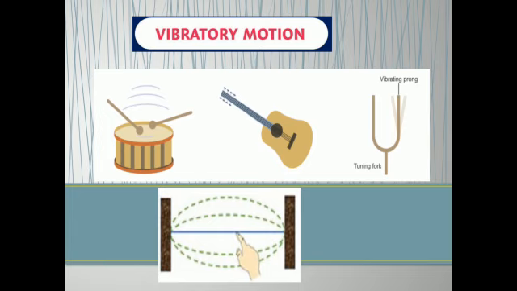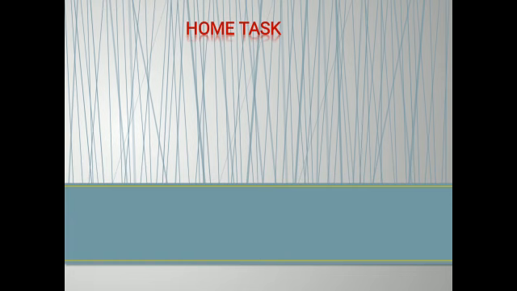So what is vibratory motion? Fast or rapid oscillatory motion is called vibratory motion. Have you got it? Now the last is the home task.